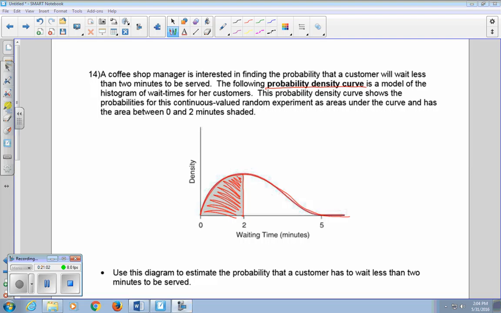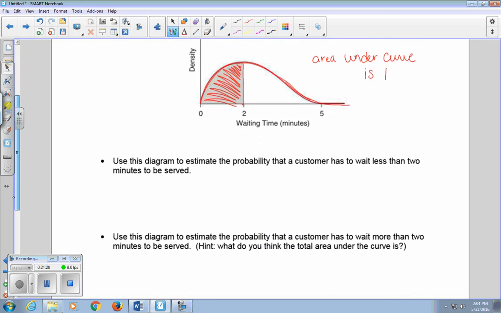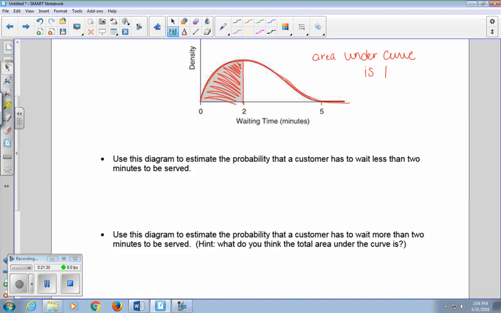and 2 minutes. So just like we saw on the previous slide where the area of the histogram is 1, the area under a probability density curve is also 1. So area under curve is 1.